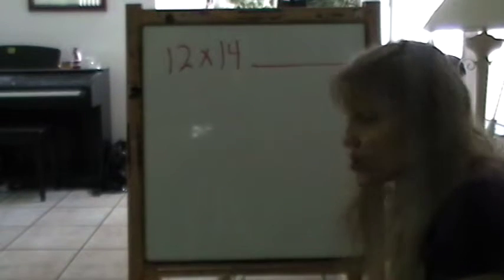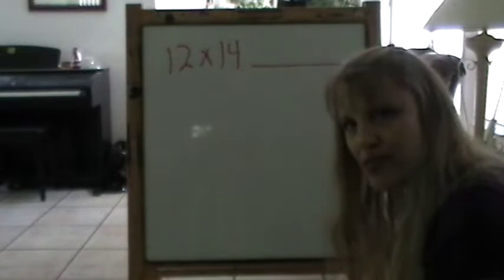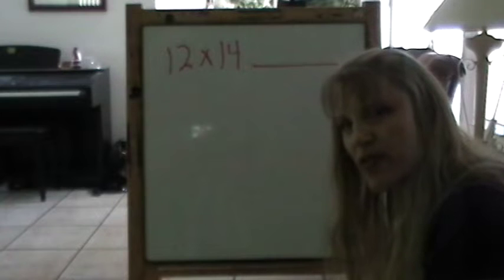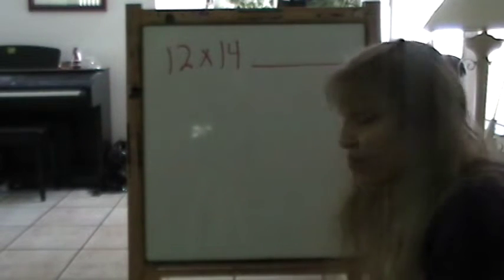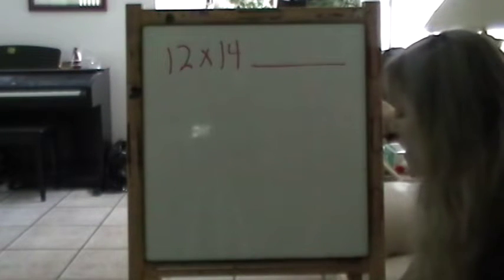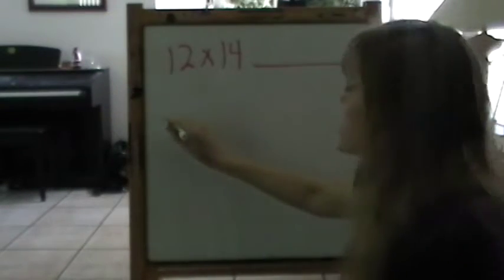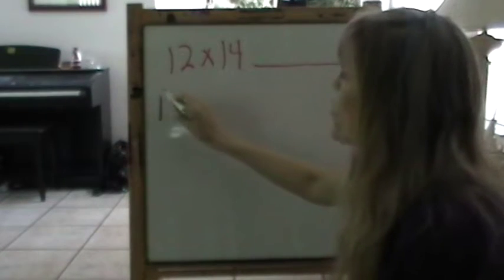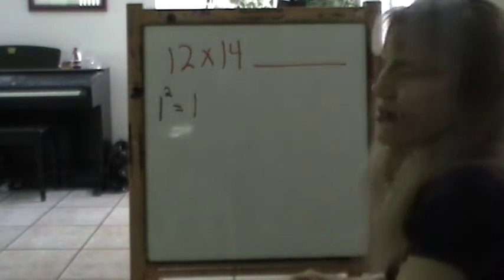In order to do this trick, it's really important that we know about squares. I like to say it's a good idea to memorize at least the first 15 squares. If you can memorize up to 20, that's great. I can't, but I can memorize up to 15. So before we do this, let's write our squares down. Remember, a square simply means a number times itself. So 1 squared is 1 times 1, and that's 1. Let's go up to 15.